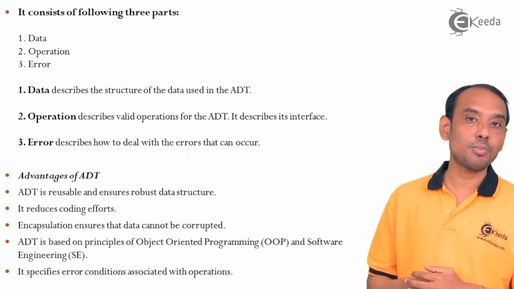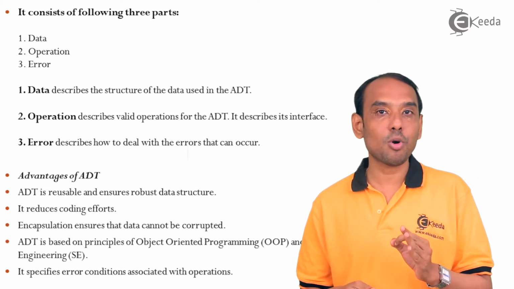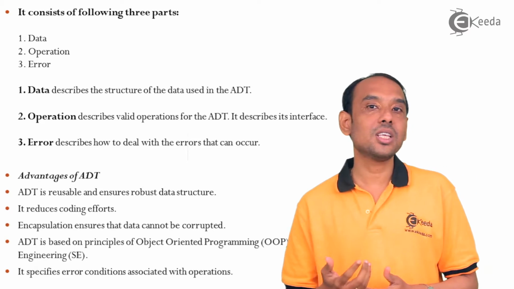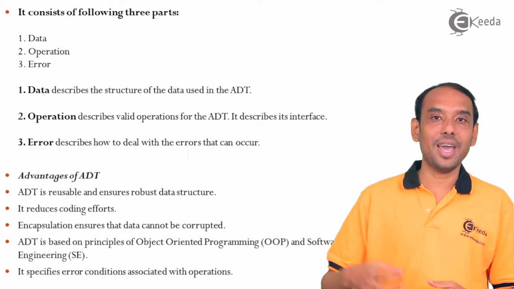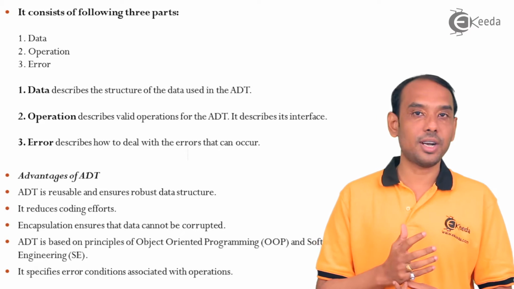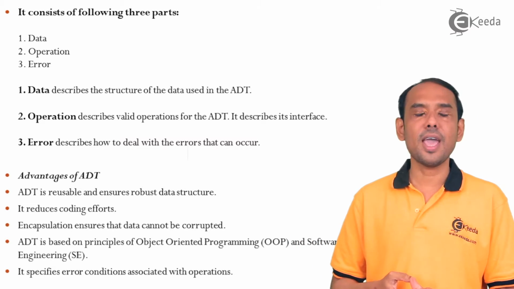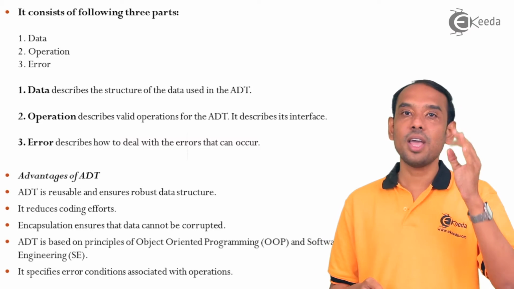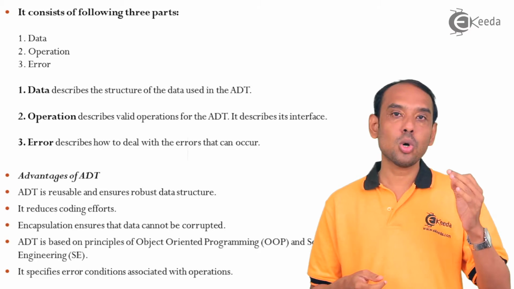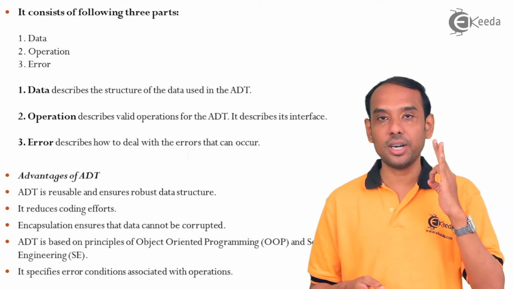The next important advantage is that it is based on the principles of object-oriented programming and software engineering. So all the advantages of object-oriented programming and software engineering principles are in the abstract data types. The fourth and the most important advantage of abstract data type is that every abstract data type specifies some error conditions. Errors are inevitable parts of a program. So how we are going to deal with the error is mentioned in the abstract data types.